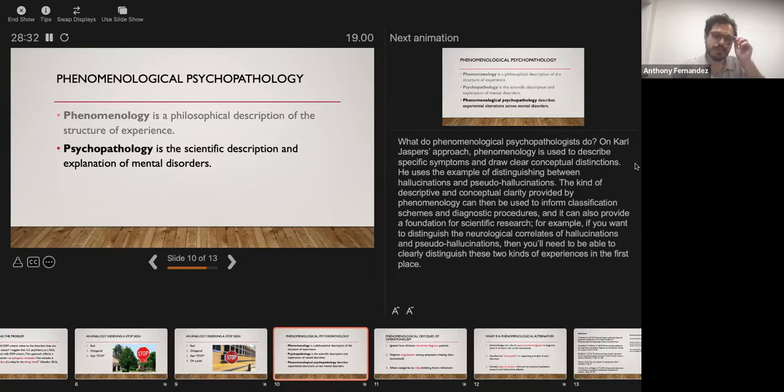Now, on the other hand, we have another field within psychiatry called psychopathology. This is a scientific approach to the study of mental disorders, and it can include both descriptive and explanatory approaches. A psychopathologist who takes a more explanatory approach might primarily be concerned with identifying neurobiological causes of categories of disorder. But there are also psychopathologists who are trained phenomenologically, and they're primarily interested in experience. So they take a more descriptive approach for the most part.